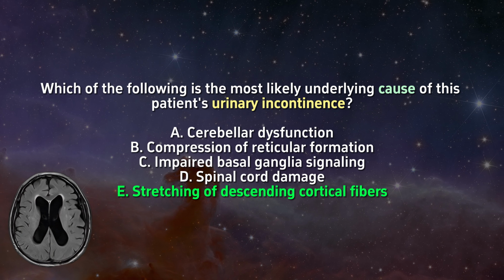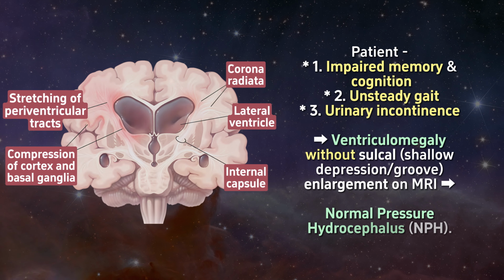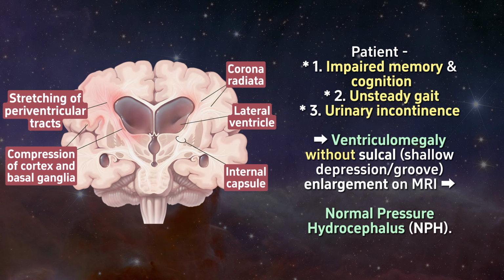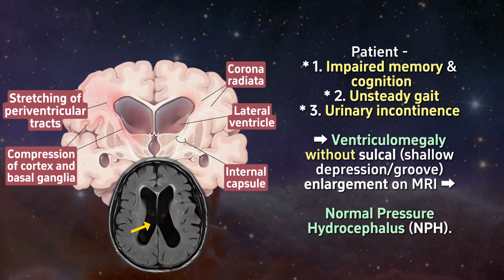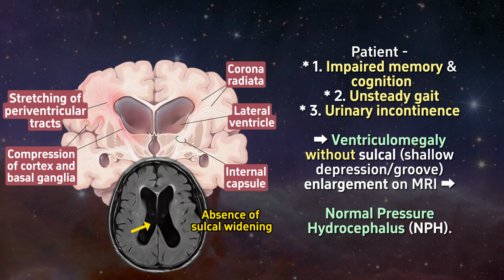The correct answer is E, stretching of descending cortical fibers. This patient with impaired memory and cognition, unsteady gait, and urinary incontinence has ventriculomegaly without sacral enlargement on MRI, which is characteristic of normal pressure hydrocephalus.